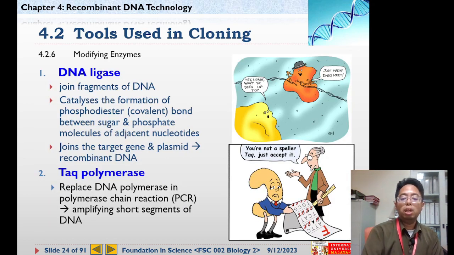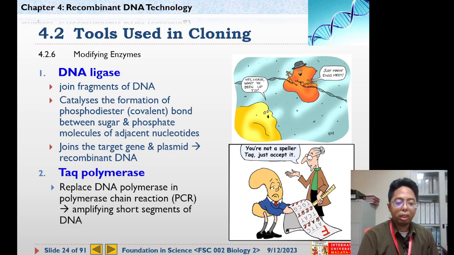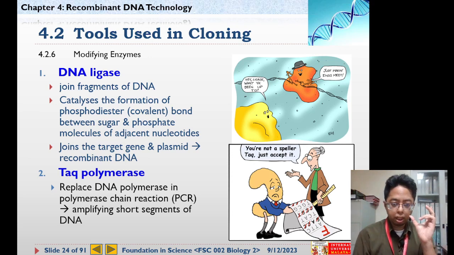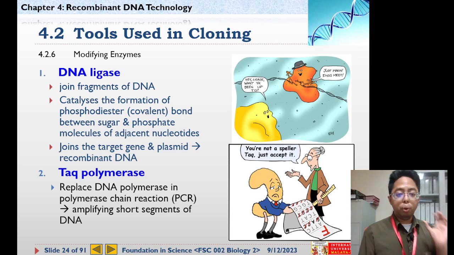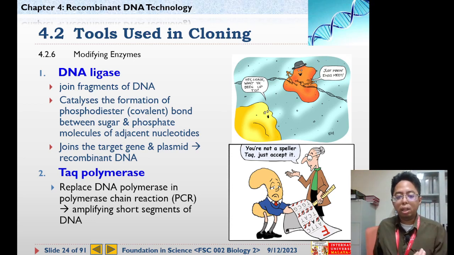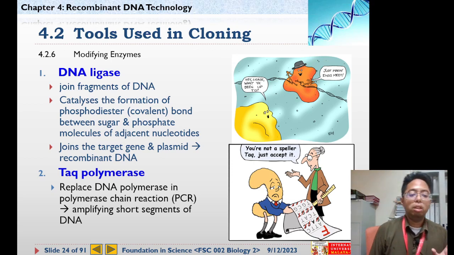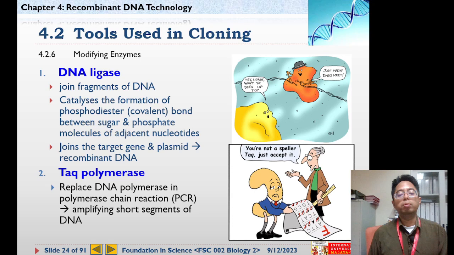So we also need some enzymes to modify the DNA that we are using. For example, DNA ligase. DNA ligase joins fragments of DNA, catalyzing formation of the phosphate ester bond between the sugar phosphate molecules of adjacent nucleotides. Meaning that they actually join the DNA fragments which are broken or unchained. So DNA ligase will chain them together. We use it to combine the target gene and the plasmid into the recombinant DNA, the old and the new.